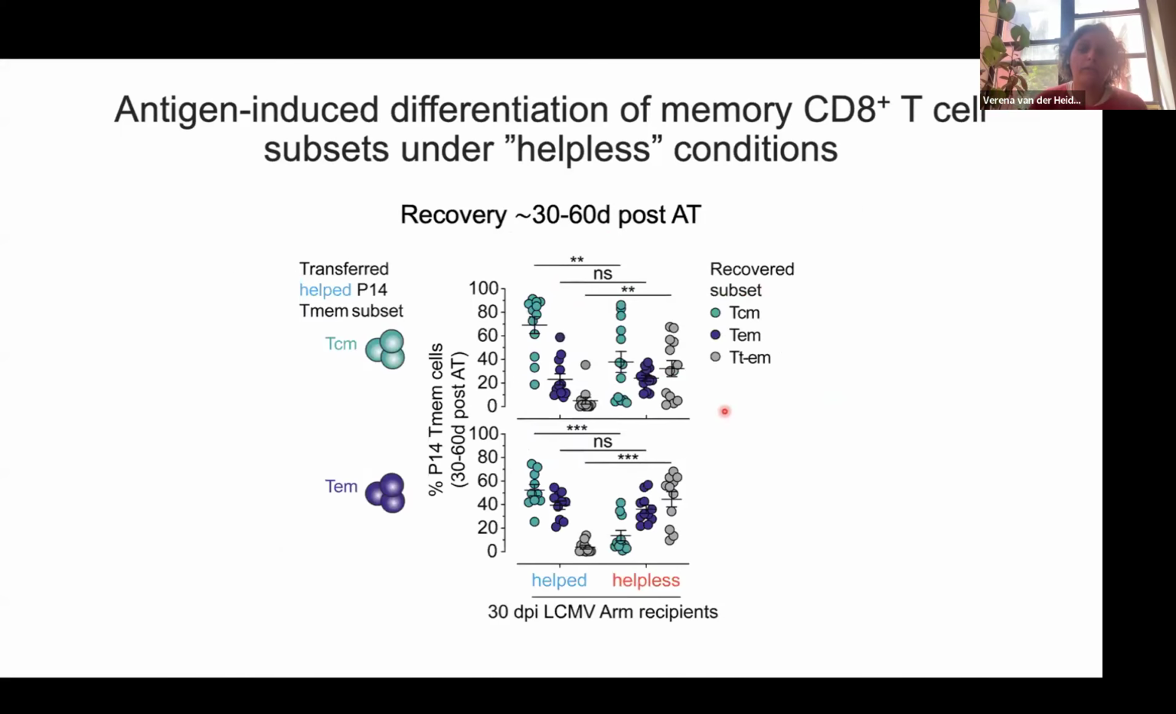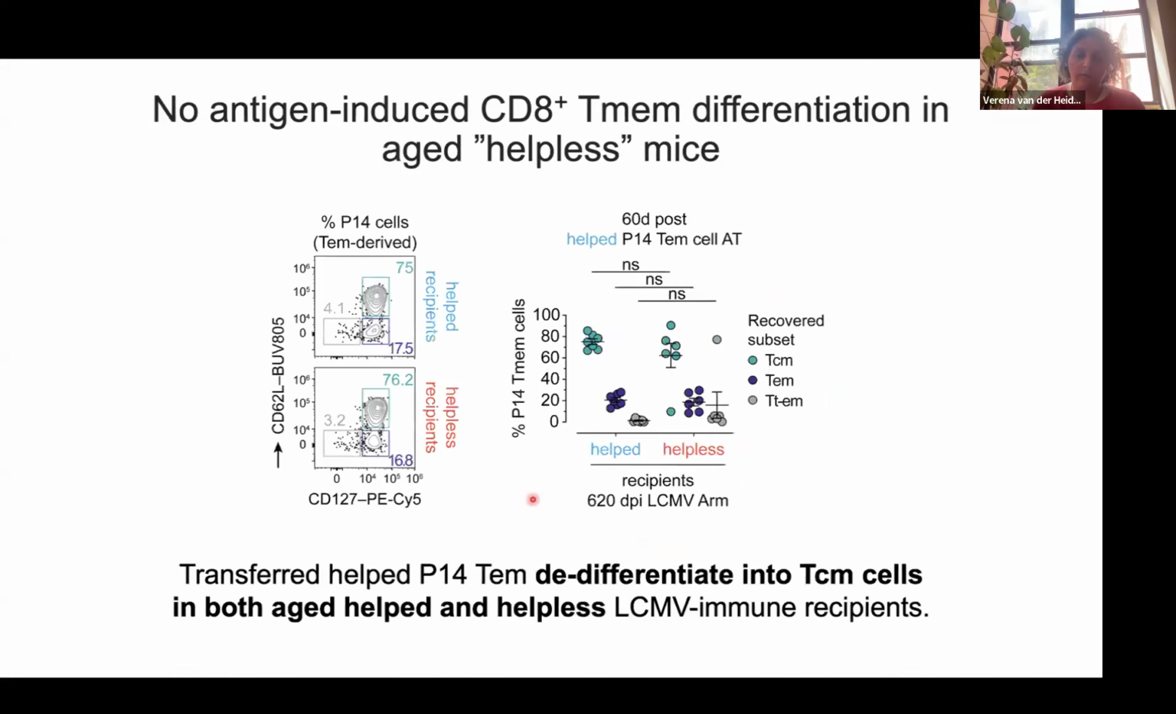And when we look at a later time point, 60 days after transfer, we can see that actually the majority of these helped TCM or TEM subsets develop into more terminal subsets in helpless recipients, while this is not the case when we transfer them into helped recipients, where a lot of the cells retain or actually gain a TCM phenotype. And that confirms basically the hypothesis that this could be antigen related. We do not see this when we transfer the same subsets into very aged, very old helpless LCMV immune recipients. Basically, the TEMs that we transfer at this time point mainly differentiate into TCMs.